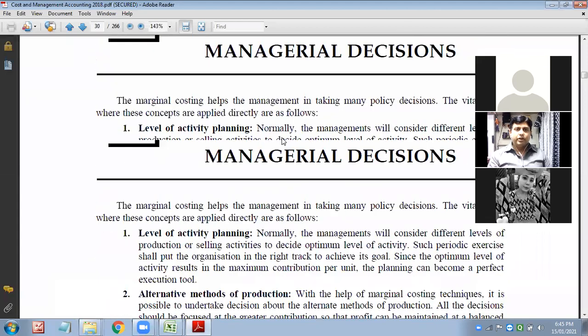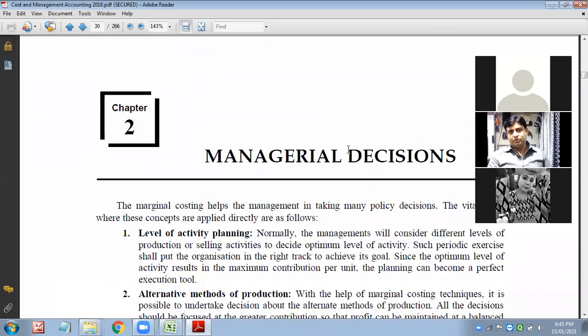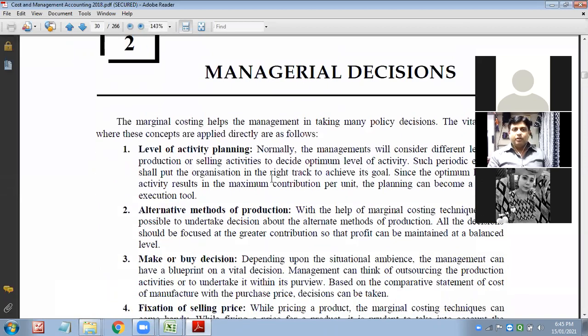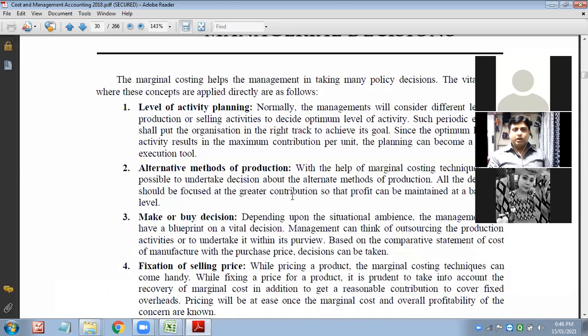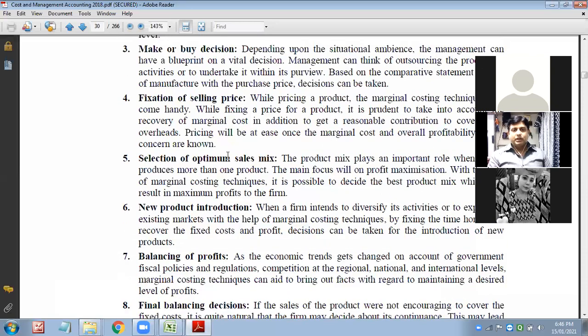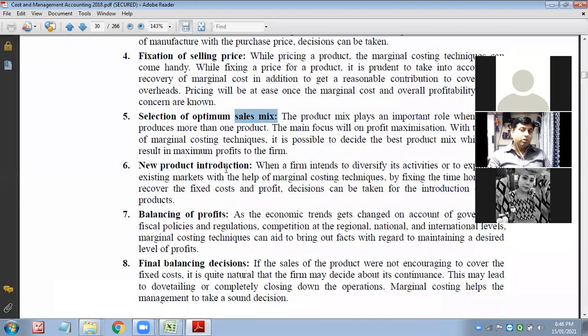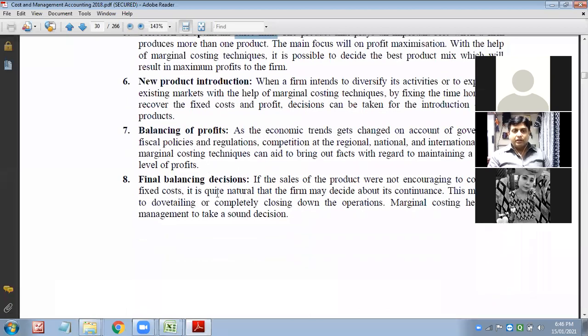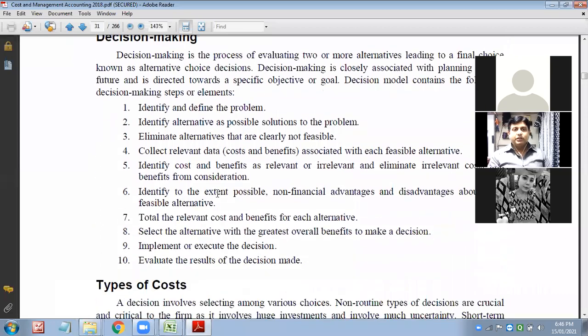So this is what we were talking about, how managerial decision is going to play a vital role in taking decisions, which will be as follows: level of activity planning, alternative method of production, make or buy decision, fixation of selling price, which price will be the best price, selection of optimum sales mix. We will start with this, which particular sales mix will be the best sales mix, new product to be introduced or not, balancing of profit, financial balancing decision, and this kind of thing which requires identification and defining of a problem, identifying alternatives as possible solutions to the problem, eliminating alternatives that are clearly not feasible. So these are different tools and techniques we are going to use.